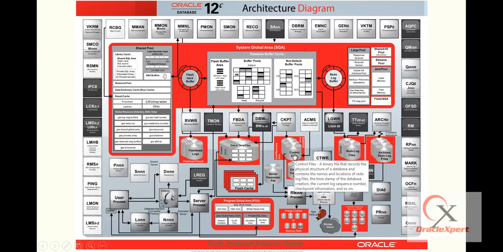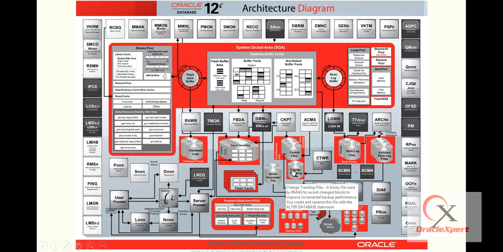Then you have the data and temp files. A data file is a physical file on disk that was created by Oracle Database and contains permanent data for a database. This data could either be user data or metadata. The data file can be located either in an operating system file system or it can be put on top of an Oracle ASM disk group.